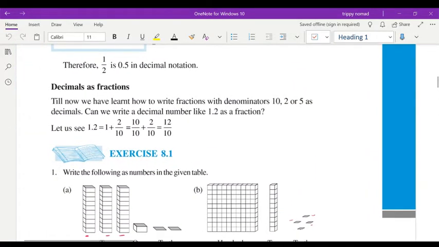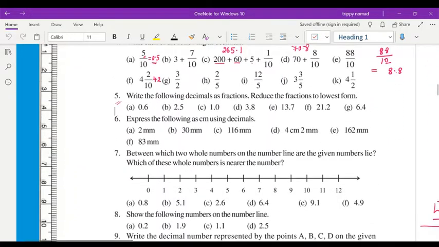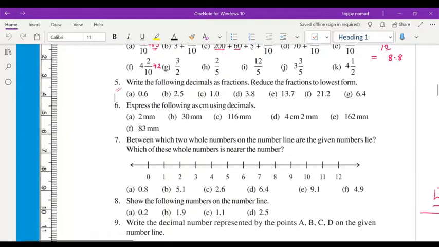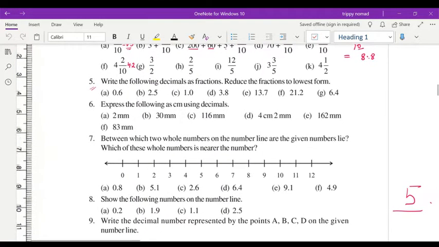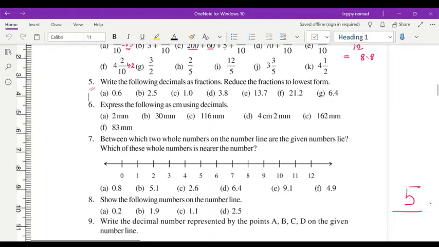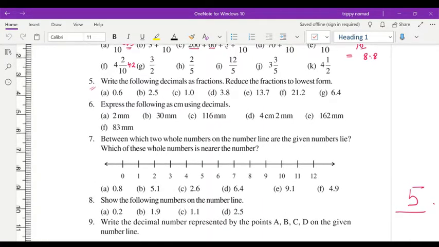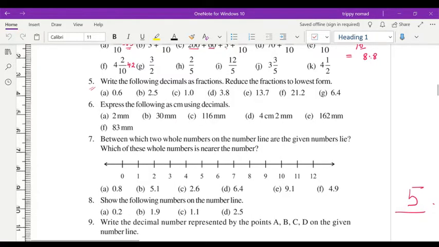Exercise 8.1 we have already started, and up to 5 questions we have done. Now we are going to start from question number 6. Express the following in centimeter using decimals. Now the first question of main question number 6, A part, 2 millimeter.